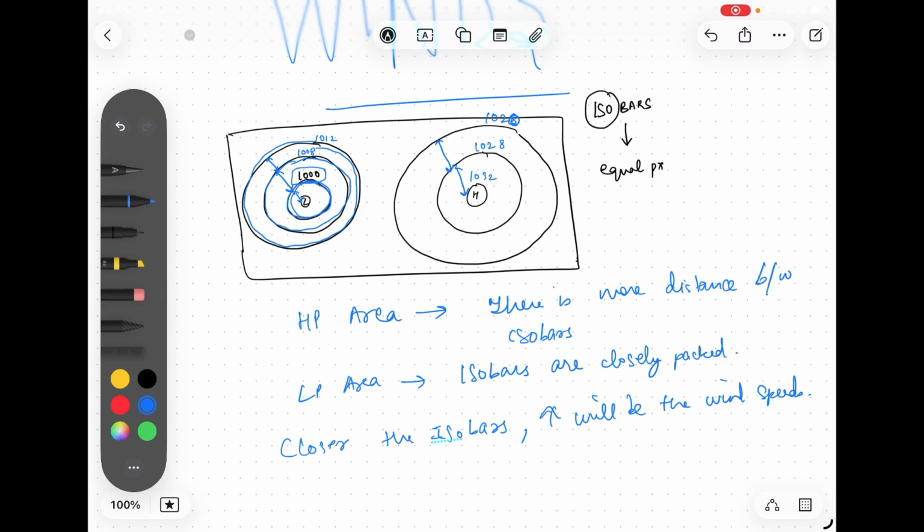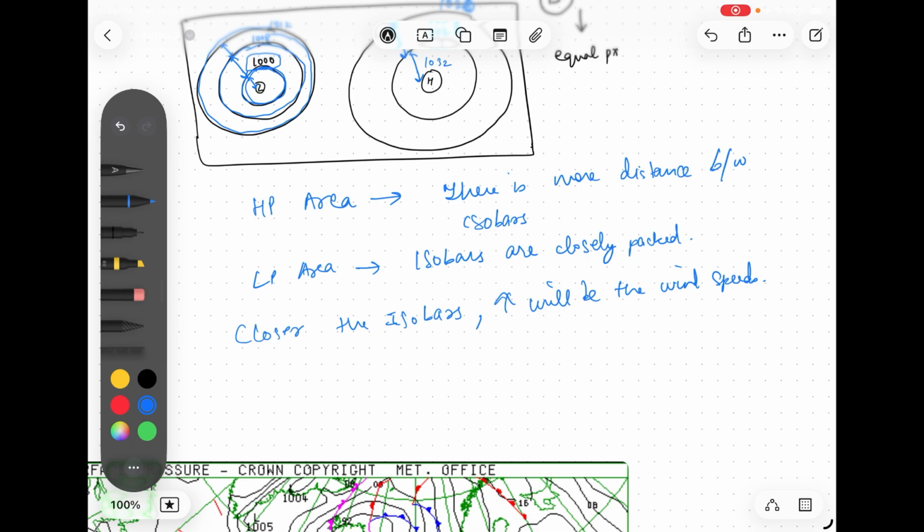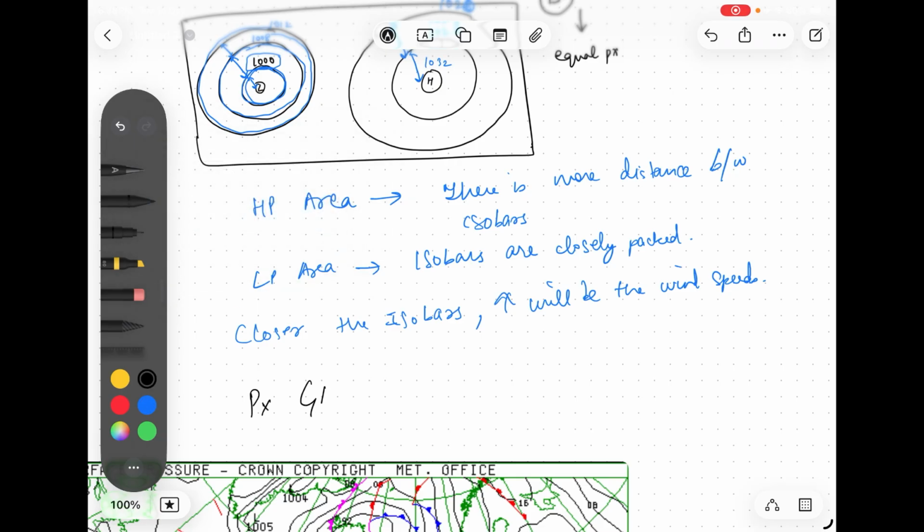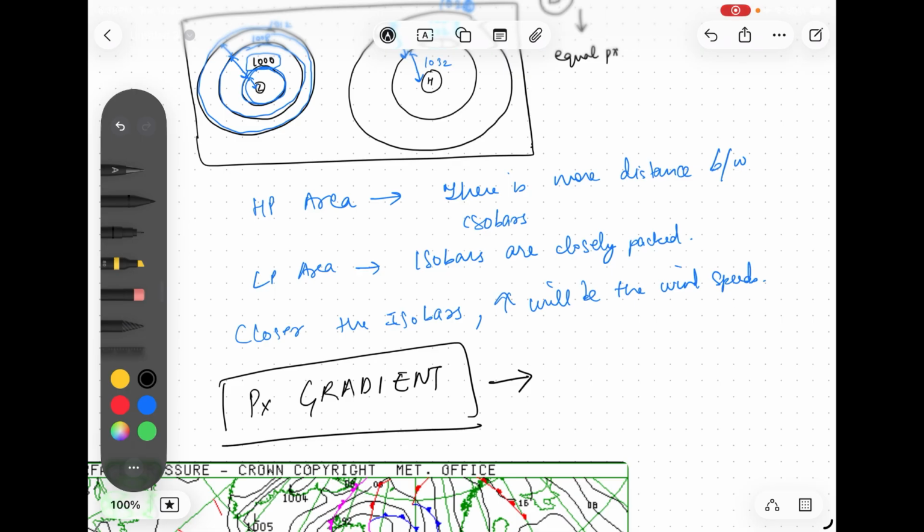the winds' speed is also higher. Okay, and this difference between the two isobars, the difference in the pressure, is known as pressure gradient. This is a very important term, we'll be using it in the upcoming topics in this video. So pressure gradient is basically the distance between two isobars. So it basically represents the difference in pressure.